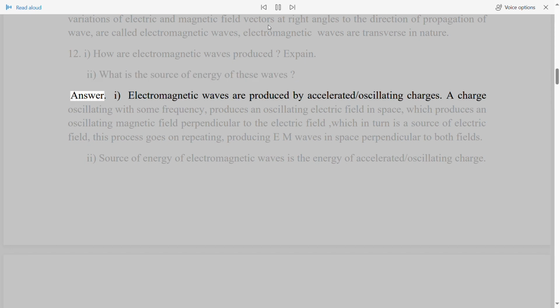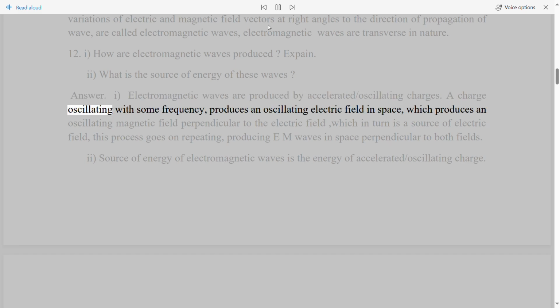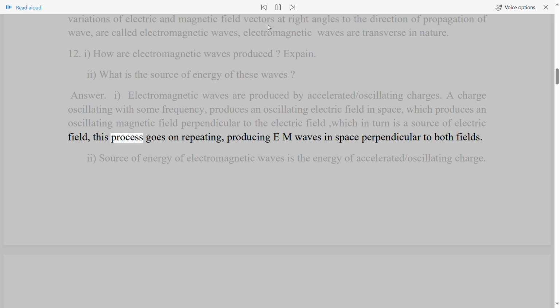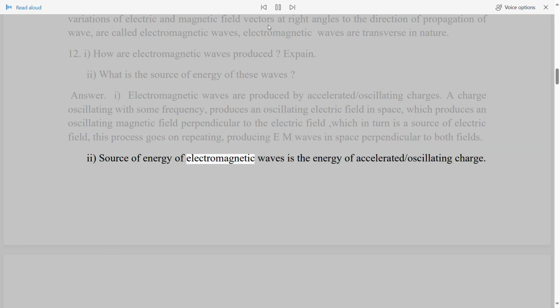Answer. 1. Electromagnetic waves are produced by accelerated oscillating charges. A charge oscillating with some frequency produces an oscillating electric field in space, which produces an oscillating magnetic field perpendicular to the electric field, which in turn is a source of electric field. This process goes on repeating, producing EM waves in space perpendicular to both fields. 2. The source of energy of electromagnetic waves is the energy of the accelerated oscillating charge.